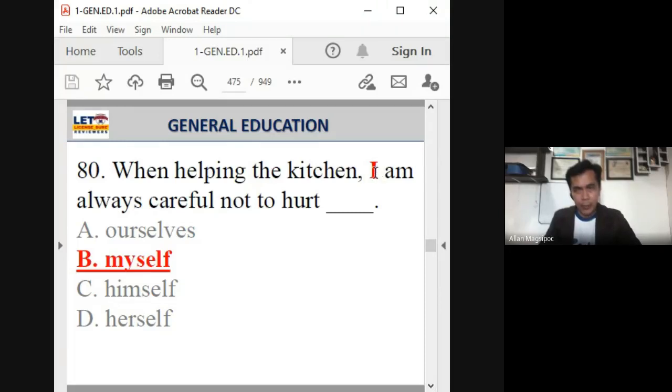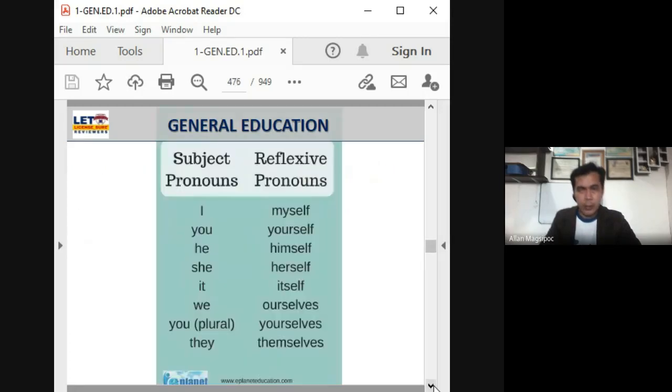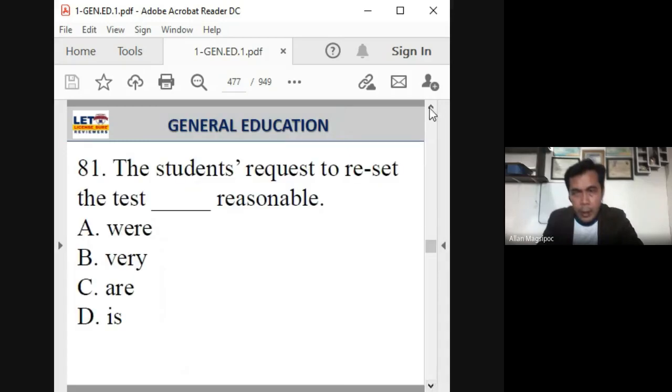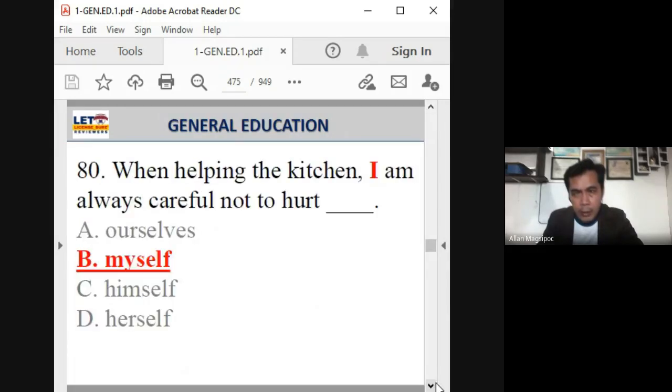Because of the antecedent na pronoun, I am always careful not to hurt myself. Kasi singular yan, I. Hindi pwedeng himself, herself, hindi pwedeng ourselves. It's about reflexive pronouns. So, subject pronouns: I, myself; you, yourself; he, himself; she, herself, and so on. So, this is about familiarity with the use of reflexive pronouns.